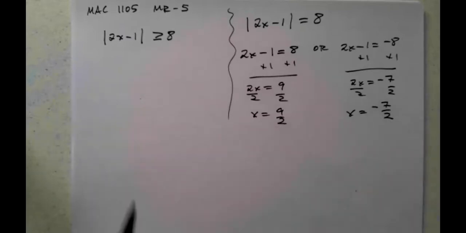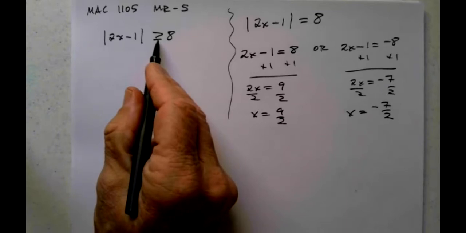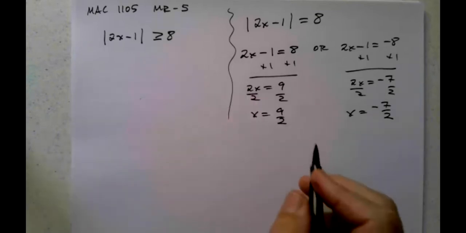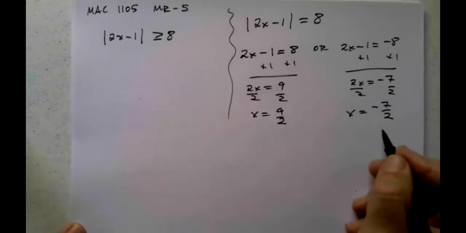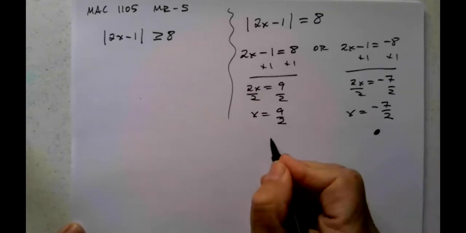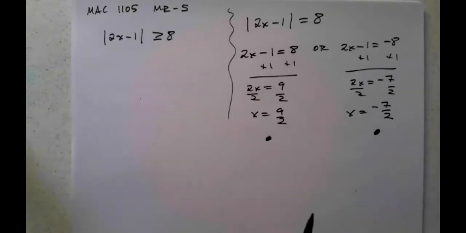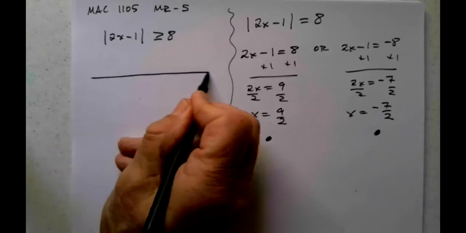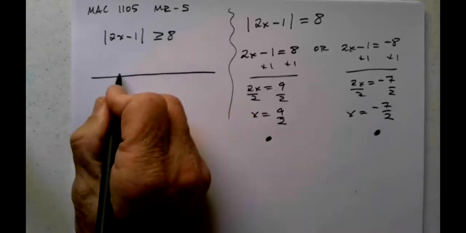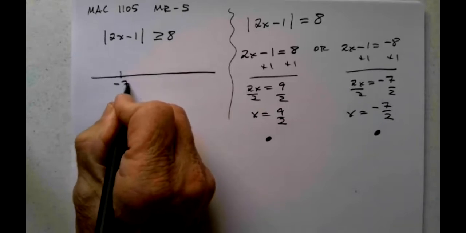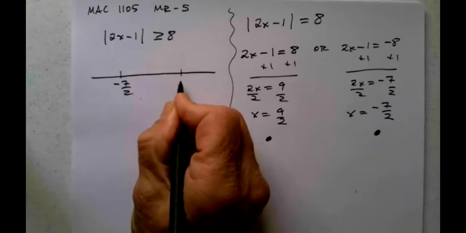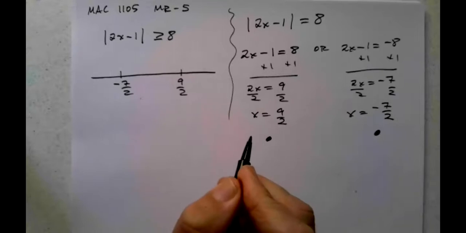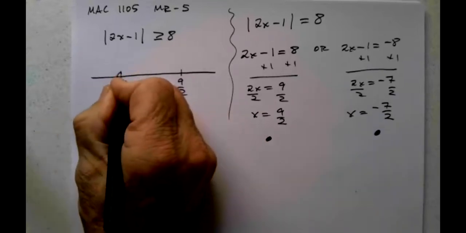Now, take a look at the inequality. It's greater than or equal. That tells me that these will be solid dots. So we're going to have a solid dot at negative 7 halves, a solid dot at 9 halves. Make sure you draw them in the proper order. Negative 7 halves is a negative number. That's got to come first. 9 halves is a positive number. That has to come second. Both solid dots.